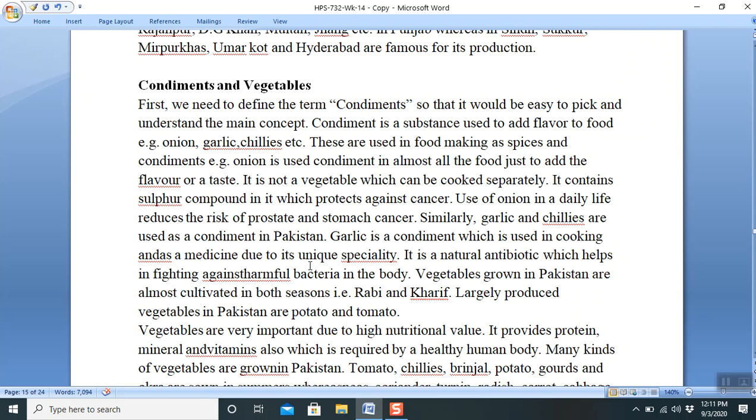And here you find the variety of vegetables: shaljam, brinjal, kaddu, kheere, gajre, mooli. I mean, there are many vegetables, a variety of vegetables, both of the winter and the summer.